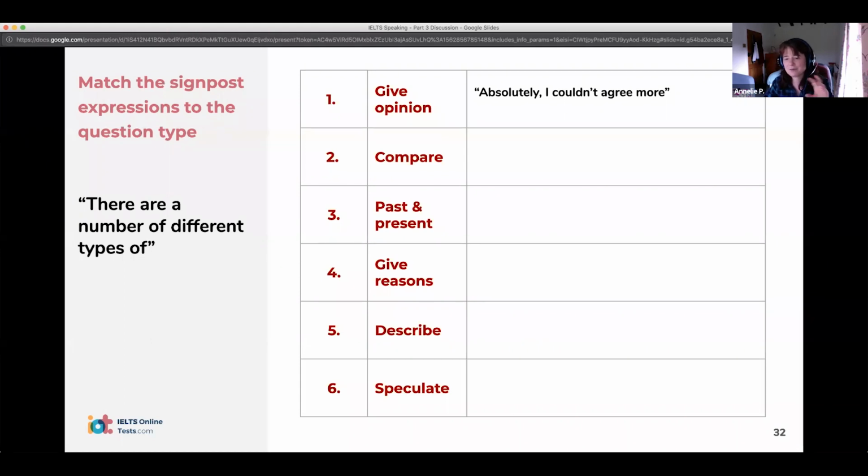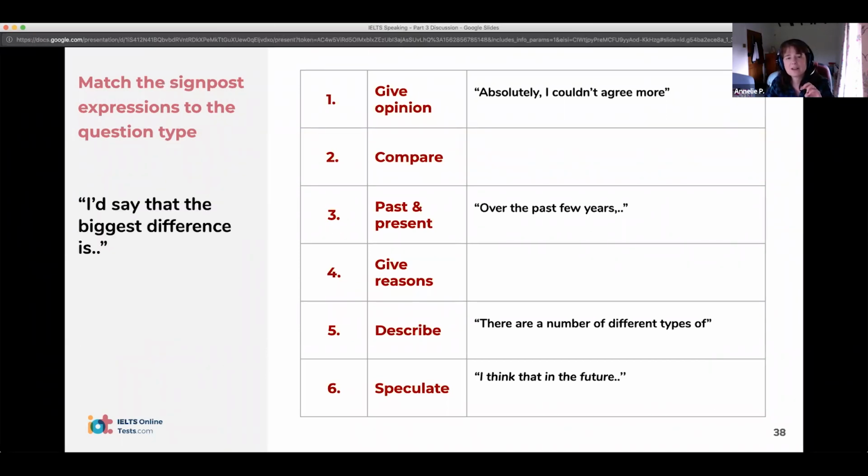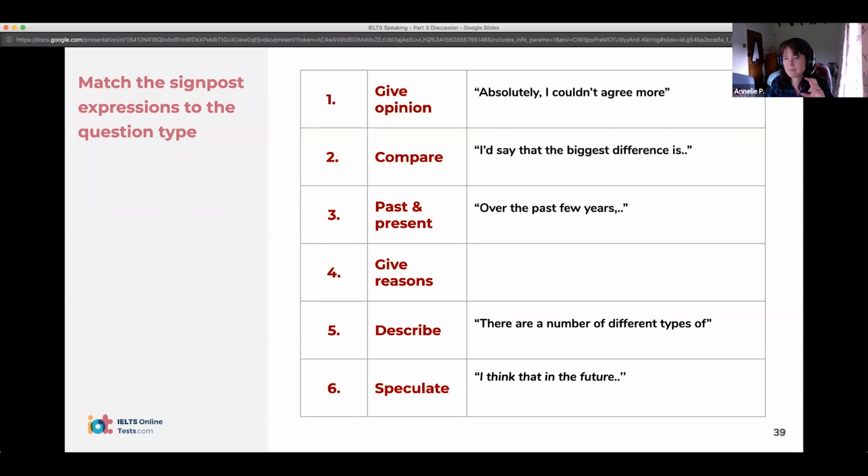A bit of a mix going on there. Yes, that's good, Neo. We are describing. So different types of, different kinds of, different sorts of. What about this next one? We've got a time expression we're using here. Very good, exactly. And what about the next one? Speculating, really important. What about this one? Good, making a comparison between two different things.